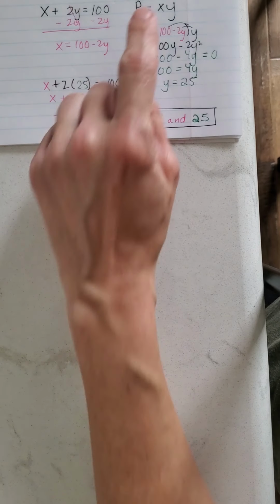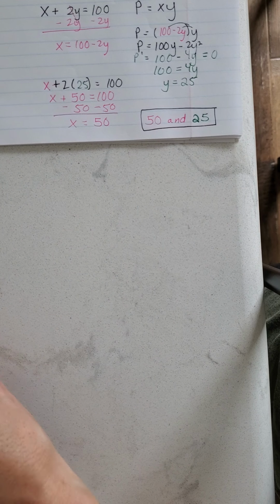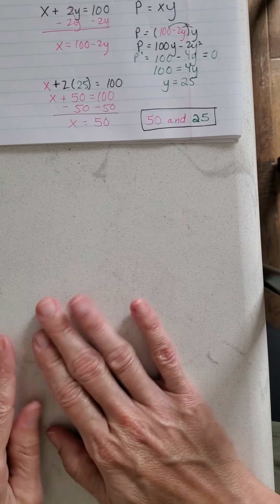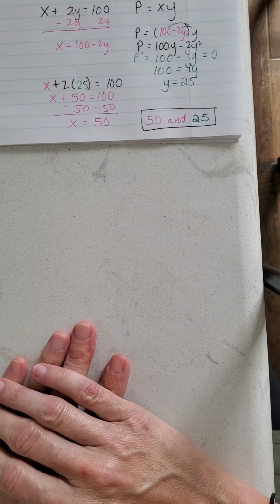If you were to graph something like this, you would get a parabola that's downward facing, and the point 50 comma 25 would give you the maximum. That would be the vertex of that.